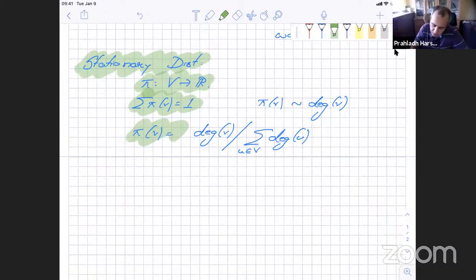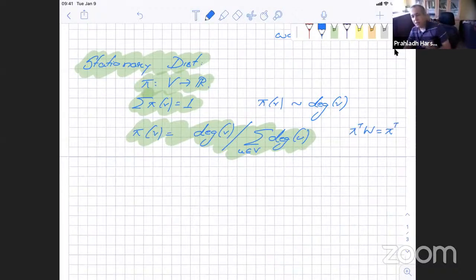And the key thing about the stationary distribution was pi transpose W equals pi transpose. Last time I wrote pi W, but my vectors are always column vectors, so that was wrong. I meant pi transpose. Okay, so this was the key.